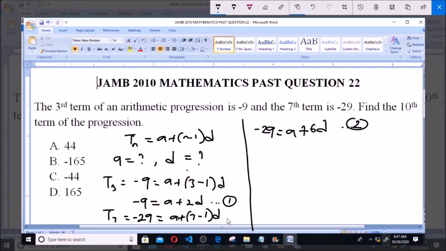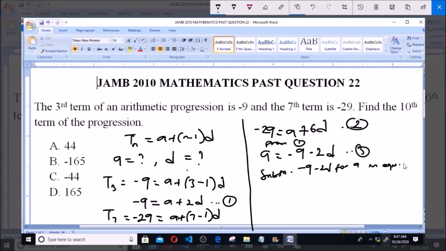From equation 1, we can simply say A is equals to minus 9 minus 2D. Let's call this equation 3. I got this from equation 1. So from equation 1, A is equals to minus 9 minus 2D. Now substitute minus 9 minus 2D for A in equation 2.